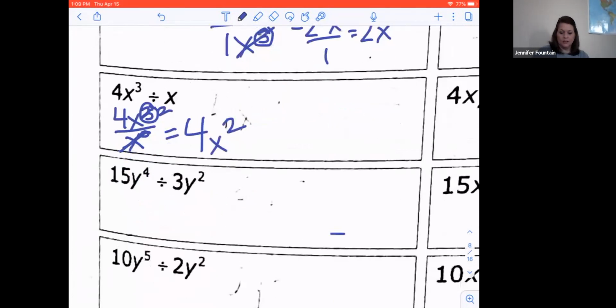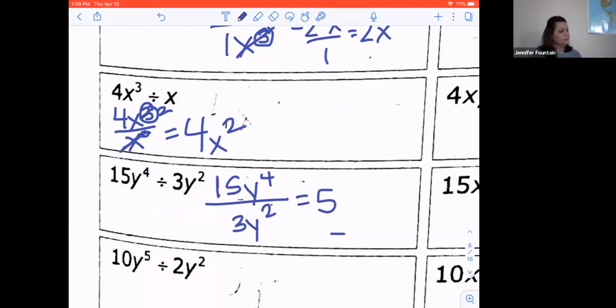Look at the one below it. 15y to the 4th over 3y squared. What is 15 divided by 3? 5. I have y to the 4th in the numerator, y squared in the denominator. 4 minus 2 is going to be 2. So this y in the denominator cancels out. My y in the numerator becomes y squared. So my answer is going to be 5y squared.